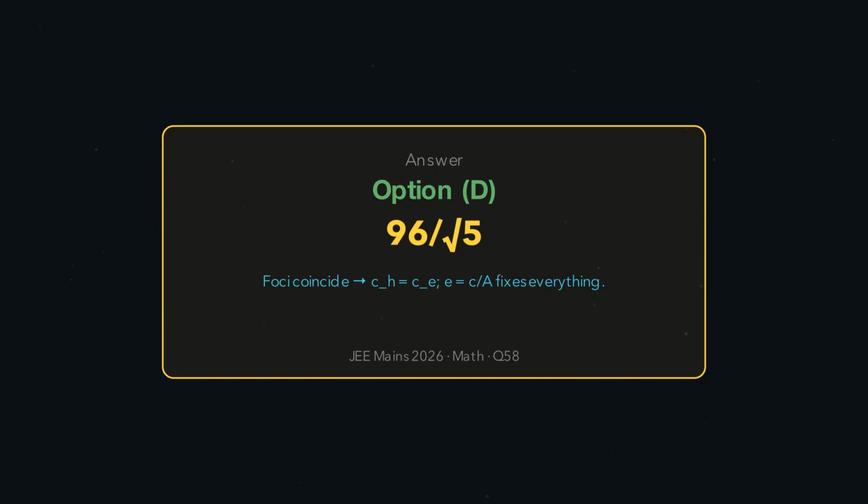The key insight here: once you know the foci and the eccentricity, the hyperbola is completely determined. Foci give you c, eccentricity gives you a, and everything else follows in a straight line.